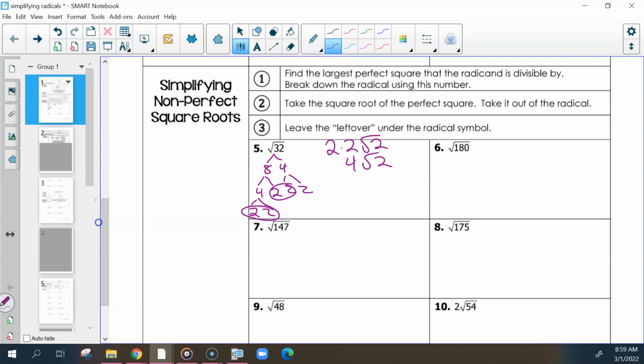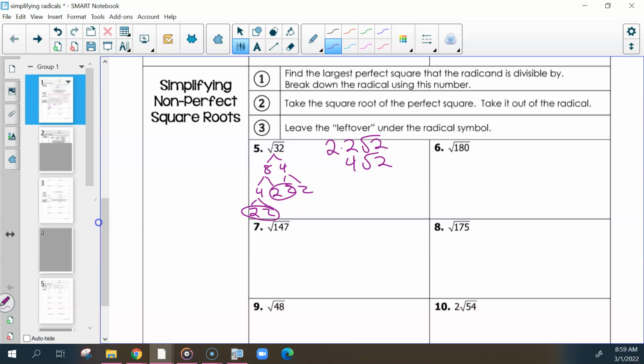And this will work no matter what factors you choose. It would be the same answer if you chose 16 and 2, 32 and 1. I think those are all the factors. It does not matter. You would get the same answer no matter what.